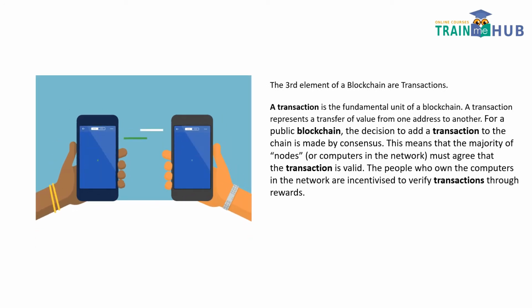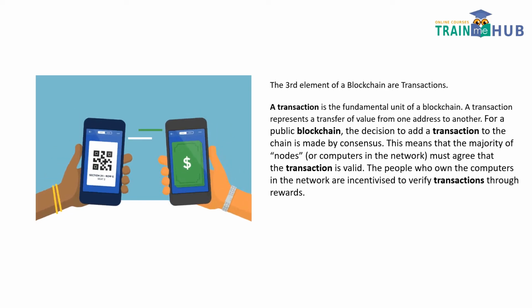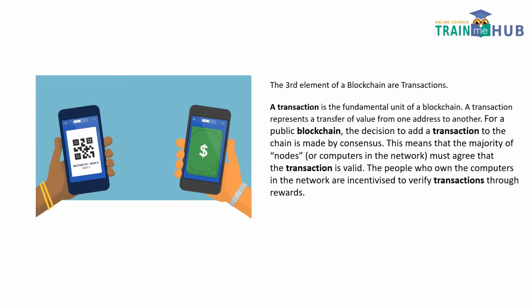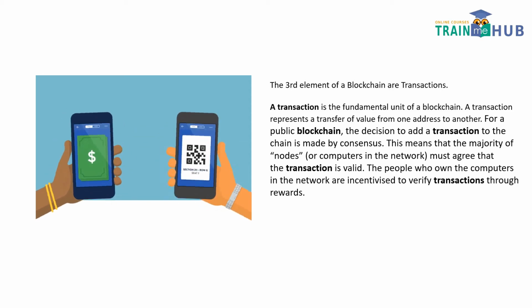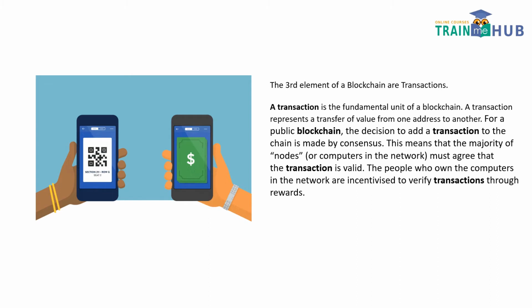The third element of a blockchain is transactions. A transaction is the fundamental unit of a blockchain. A transaction represents a transfer of value from one address to another. For a public blockchain, the decision to add a transaction to the chain is made by consensus. This means that the majority of nodes, or computers in the network, must agree that the transaction is valid. The people who own the computers in the network are incentivized to verify transactions through rewards.